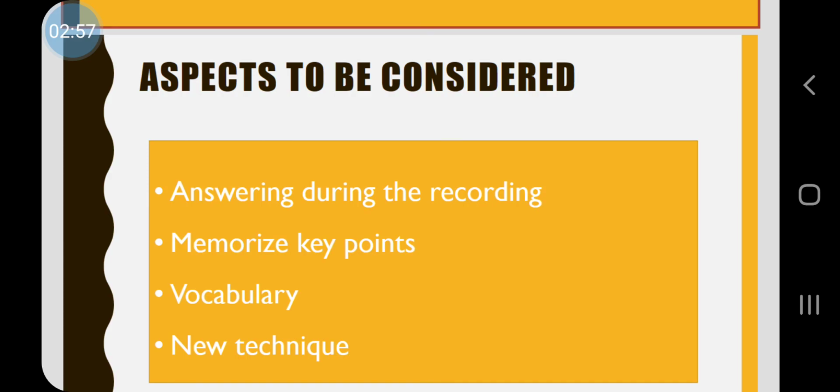If you have time to read the questions before the recording starts, this will be useful since you will have an idea about the answer that will be required for the questions.